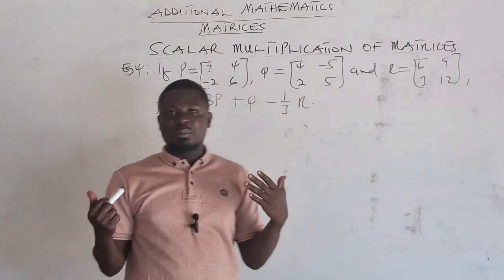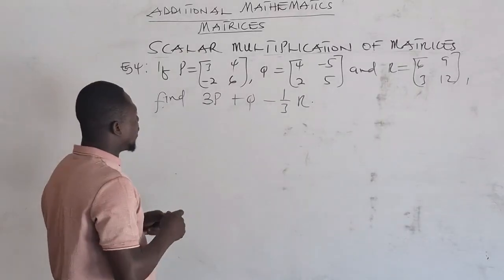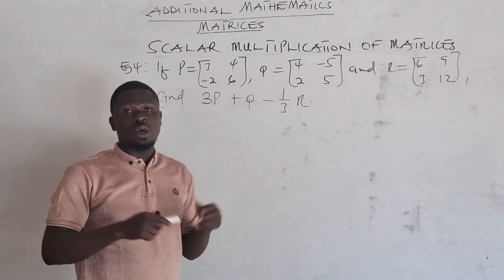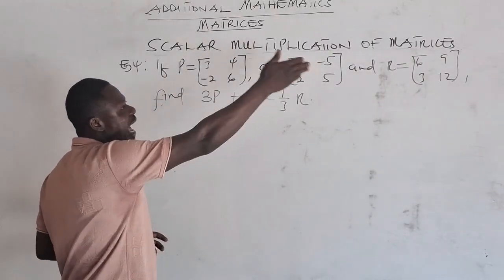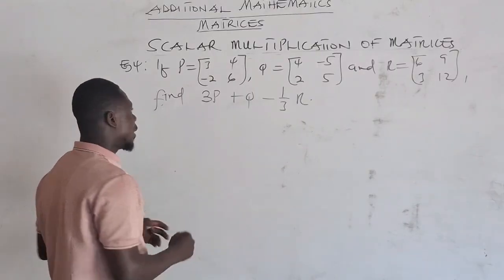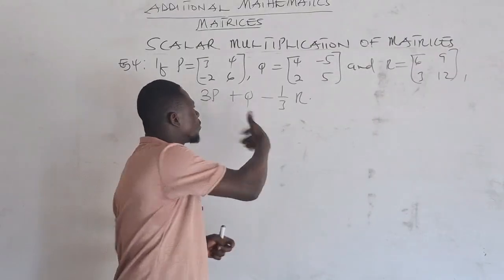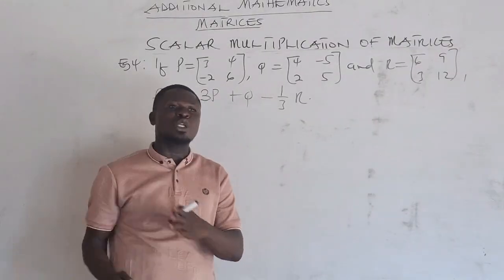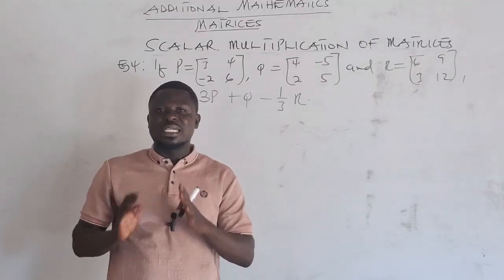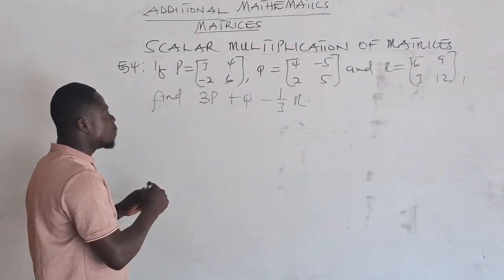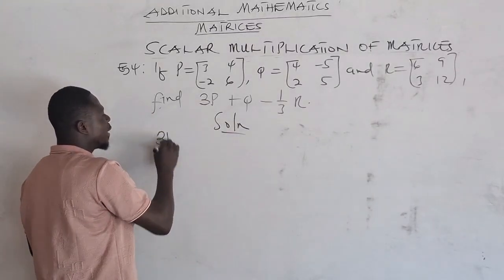In our fourth example, we are to find the expression 3p plus q minus 1 on 3r, given p, q, and r in the question. So as the third example was dealt with, when something like this is given to you, you can solve this expression by dealing with the components first. So we pick the first component, we solve. So we have the first component to be 3p.